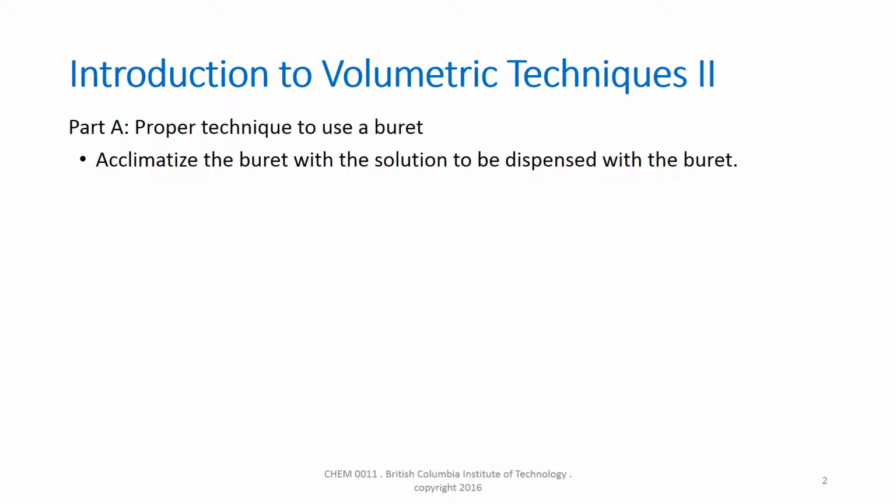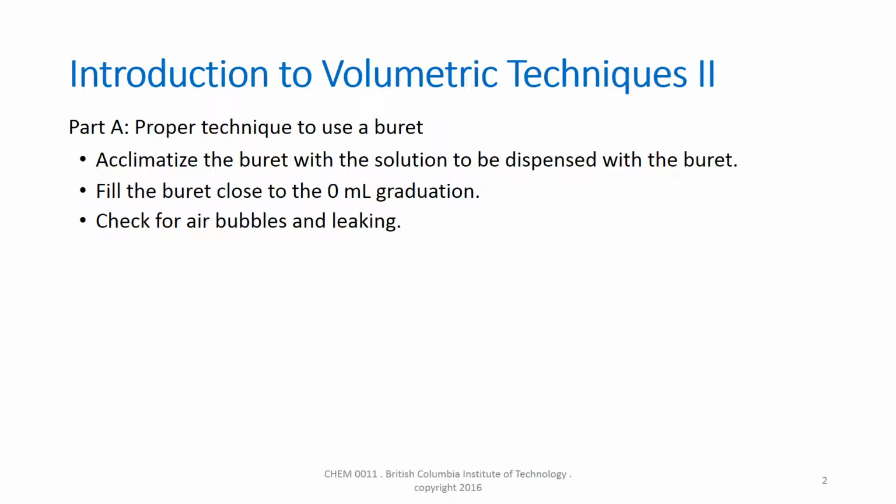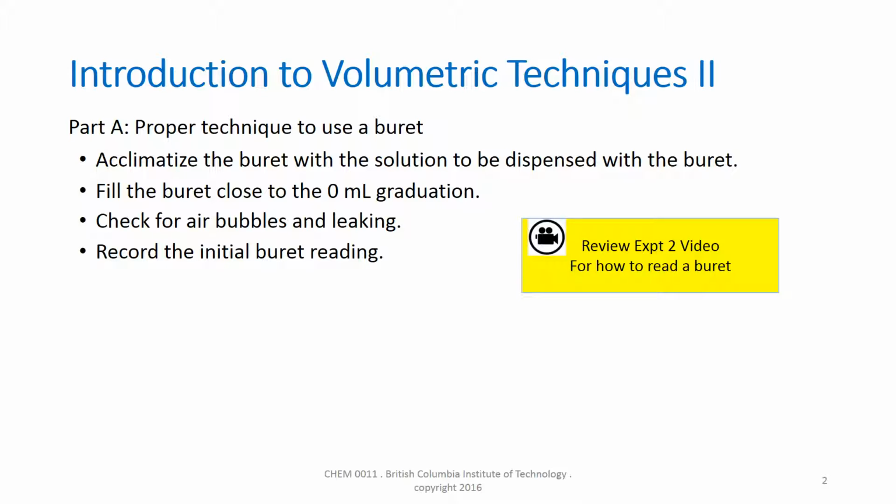First, the buret is acclimatized with the solution to be dispensed with the buret. Fill to near the zero mark with the solution to be dispensed. Check for air bubbles in the buret tip and for leaks. If there are no air bubbles or leaks, and the bottom of the meniscus lines up with the buret scale, then read and record the initial buret reading. The video for Experiment 2 shows how to read the buret.